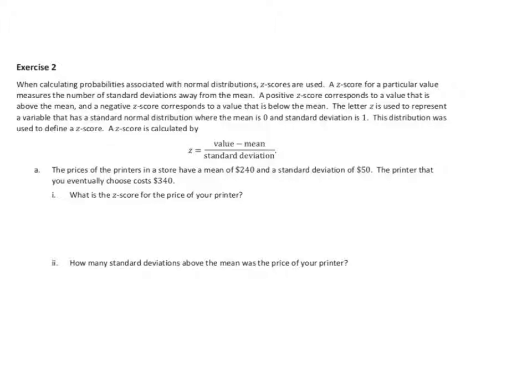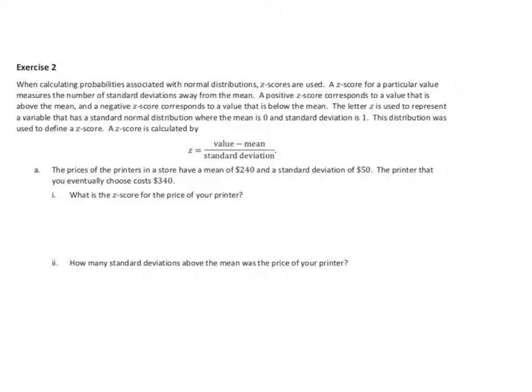When calculating probabilities associated with normal distributions, z-scores are used. A z-score for a particular value measures the number of standard deviations away from the mean. A positive z-score corresponds to a value that is above the mean. A negative z-score corresponds to a value below the mean.